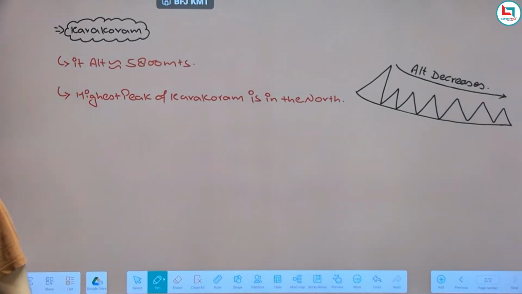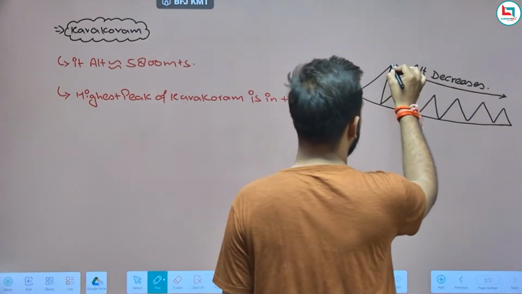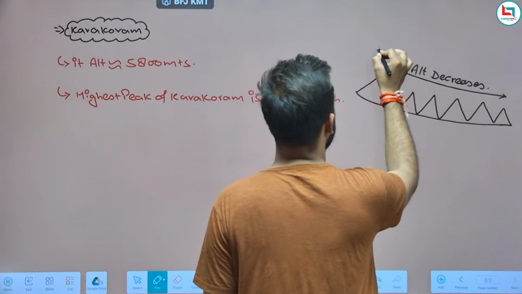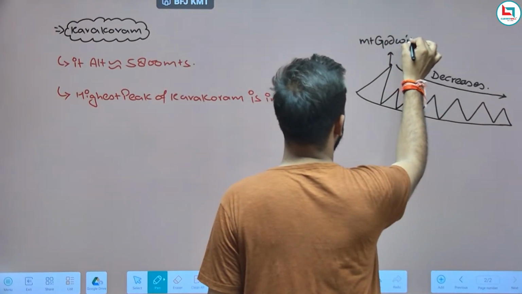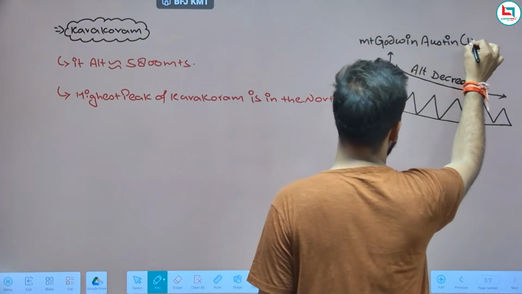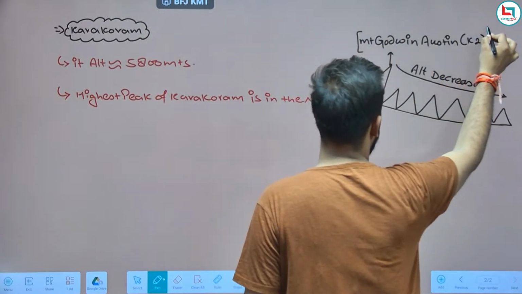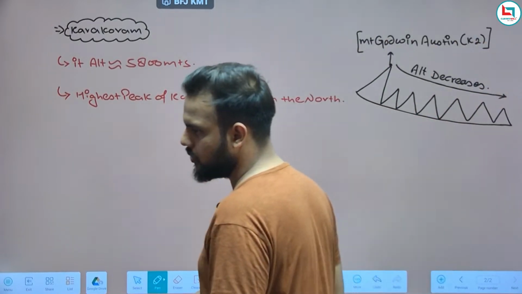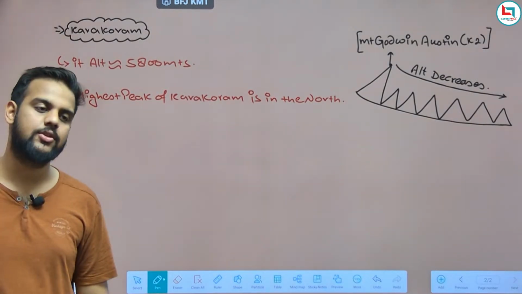Now, buddy, when we talk about the Karakoram, its highest peak is the Mount Godwin Austen. What's the highest peak? This one. It is the Mount Godwin Austen, which is known as K2. Mount Godwin Austen is also known as K2 and is present in the Shikshgam Valley in China.